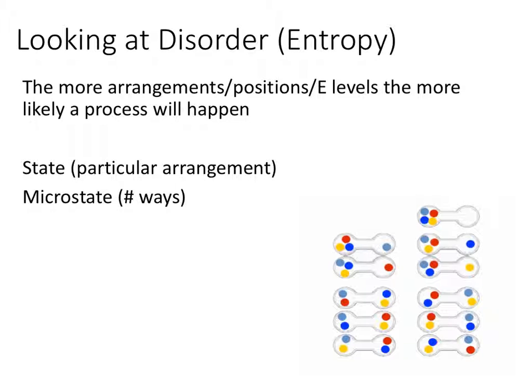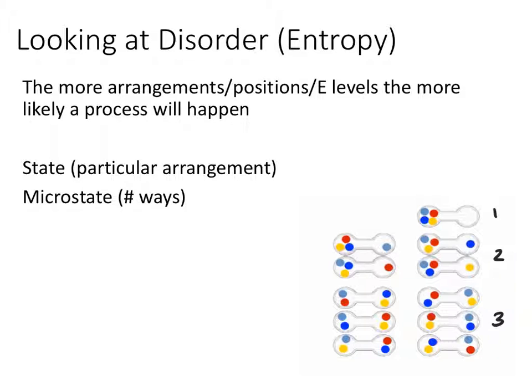Basically, the more arrangements or positions or energy levels that are available, the more likely a process is going to happen. We define a state as a particular arrangement, and a microstate is the number of ways that arrangement can happen. If we look at the example over here on the right-hand side, we have 3 different states, so 3 different particular arrangements.